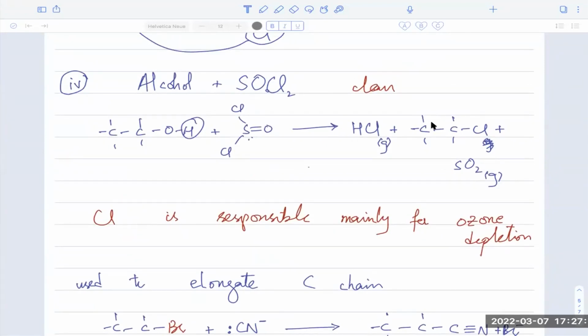SOCl2 is the cleanest method because what it does is it basically replaces OH with Cl, and one H reacts with another Cl, and the oxygen reacts with S and O in making SO2. This is clean because you're ending up with two gaseous compounds. One is HCl, one is SO2, which will obviously evaporate, leaving behind the halogen alkane that you wanted.